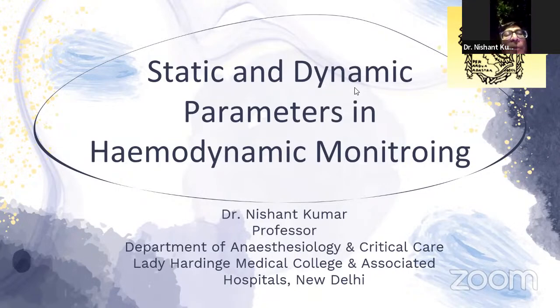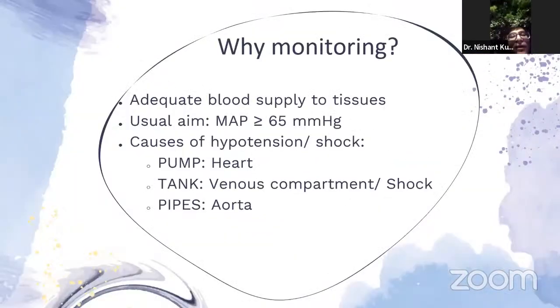So today we'll be talking about the static and dynamic parameters in hemodynamic monitoring. We all know hemodynamic monitoring is important in ICUs and OTs, and there are various parameters which can be undertaken. So first we have to understand the basics of hemodynamic monitoring. Why do we need to monitor? We need to monitor the hemodynamics because that is what ensures adequate blood supply to the tissues.